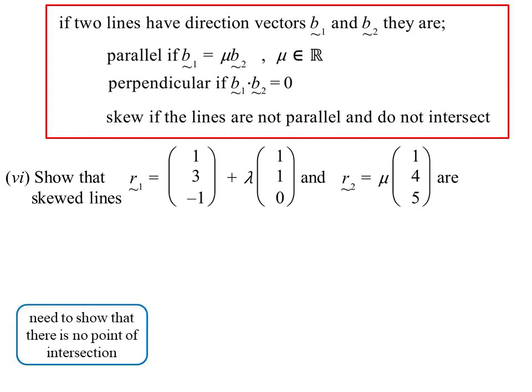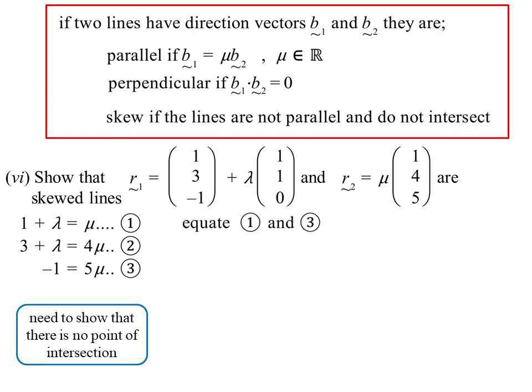Basically what I've got to do is show that these lines do not intersect. I can see straight away they're not parallel because look at the direction vectors. One is 1, 1, 0 and the other is 1, 4, 5. There's no way I can make one the multiple of the other. So I certainly know they're not parallel. I have to work out that they don't actually intersect. Alright, well let's try and see the components. We get 1 plus lambda is mu, 3 plus lambda would be 4 mu, minus 1 is 5 mu.